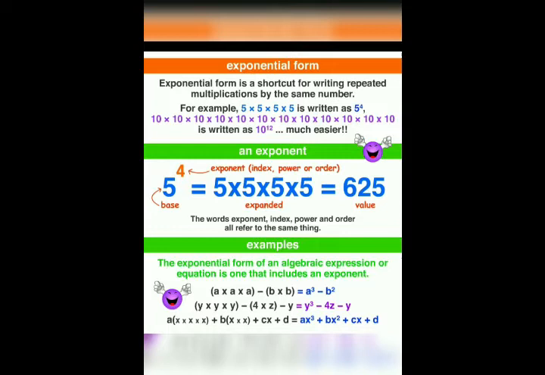Here are some examples of exponential form of algebraic expressions. Here you can see all are algebraic expressions. In our first example, we see a three times, a multiplied by a multiplied by a, so we can write a raised to the power 3. In our second term, we have a times b times b, so we can write a b square. In our third example, we have y three times, so we write y cube.